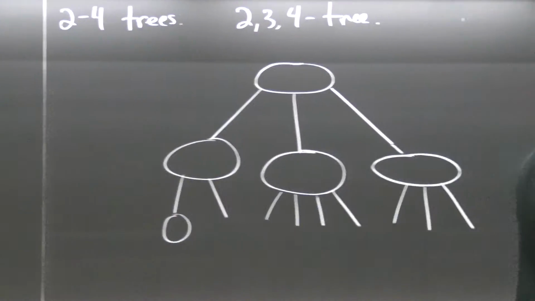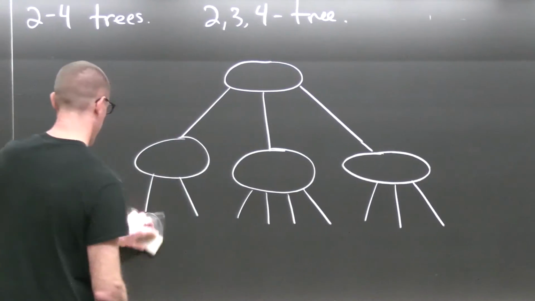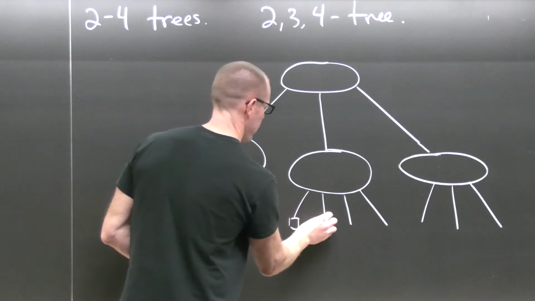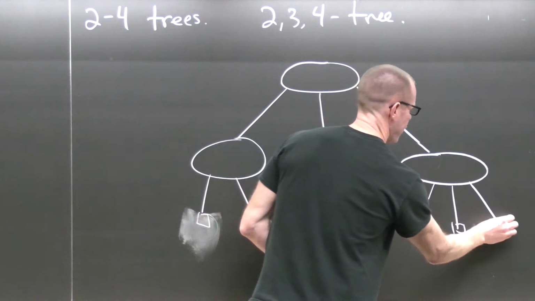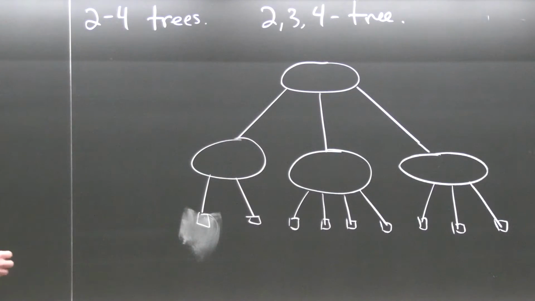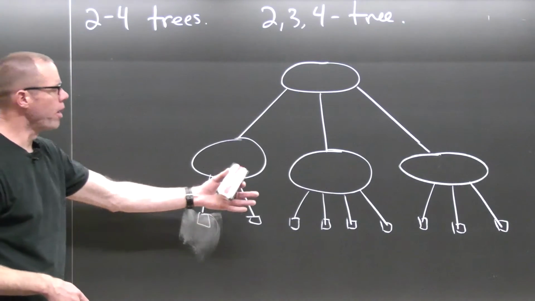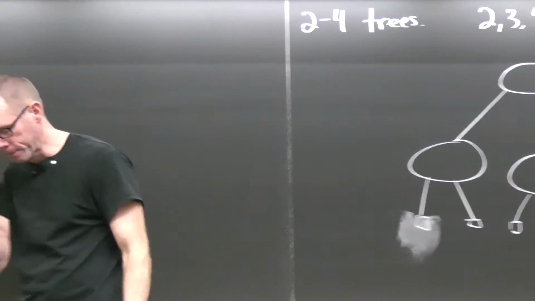Okay. And it's best to think of the leaves as somehow being special. They're somehow different than the rest of the tree. In fact, we imagine they're there, but in fact they're not. They just represent spaces between certain things.